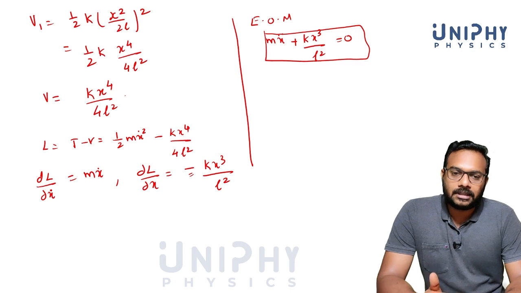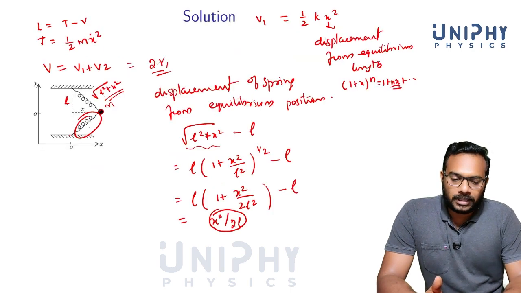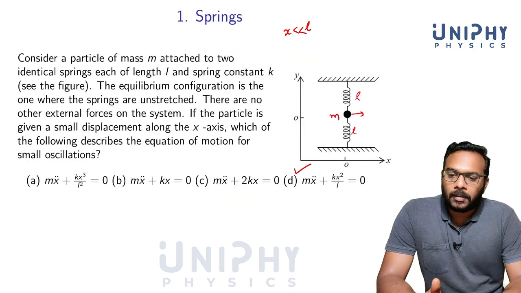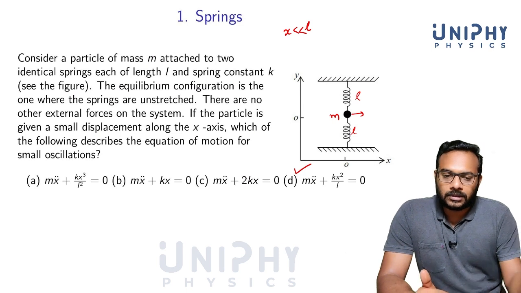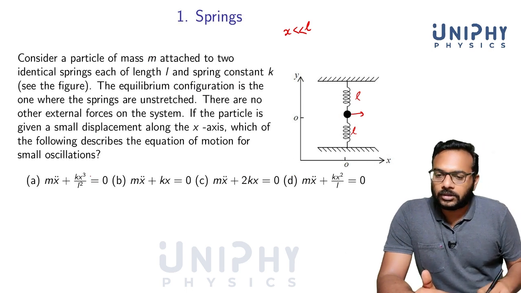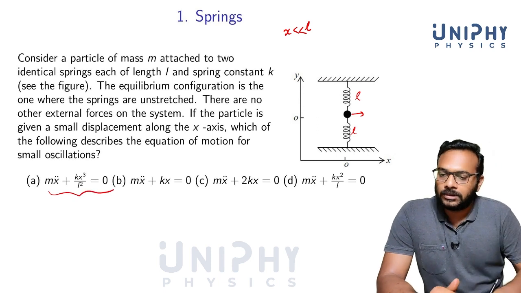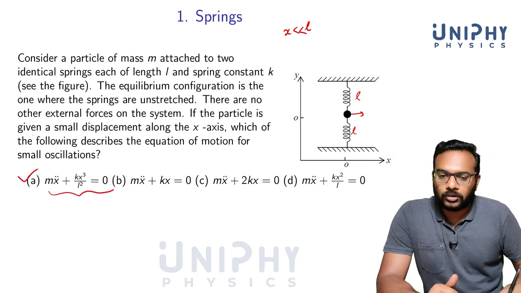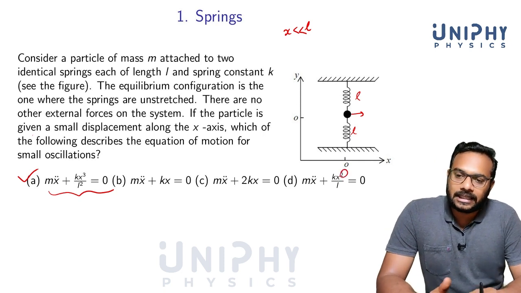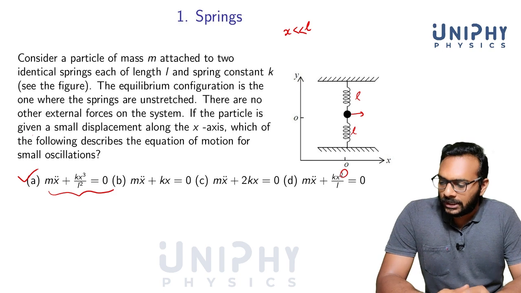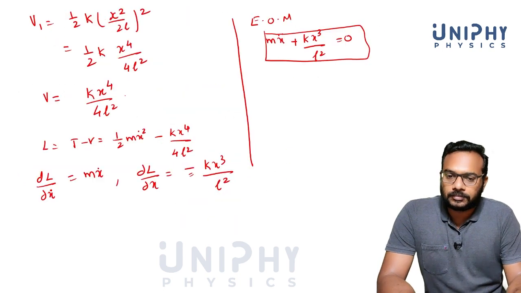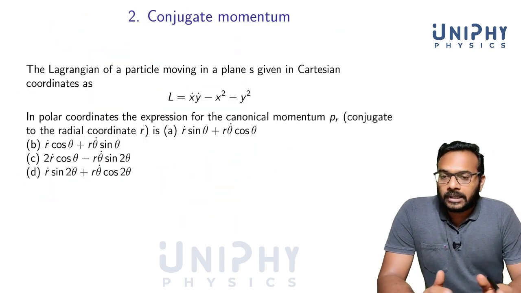It's m x double dot plus k x cube by L square is equal to, sorry, it's not this. It's option A, m x double dot plus k x cube by L square is equal to 0. So option A is the correct answer. Here we got x square. So m x double dot plus k x cube by L square is equal to 0 is the correct answer. We can go to the next problem.